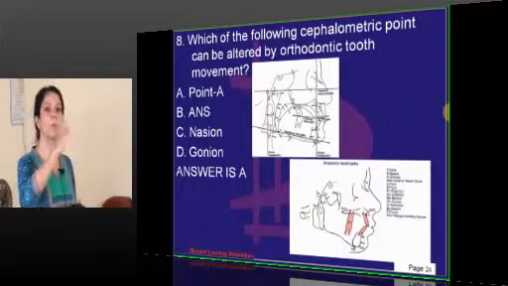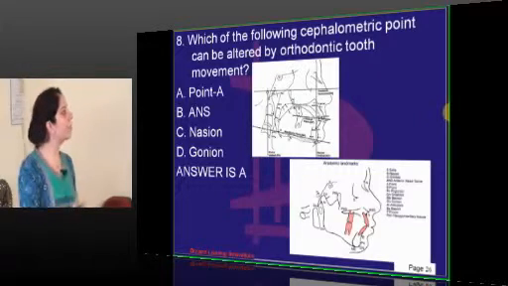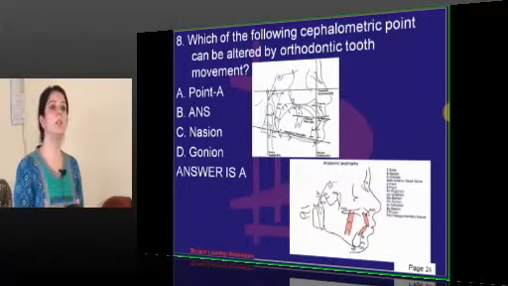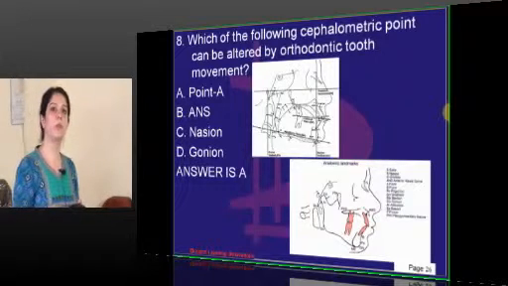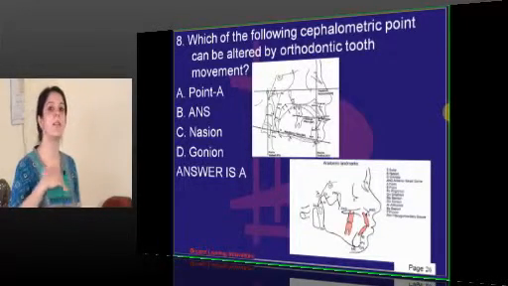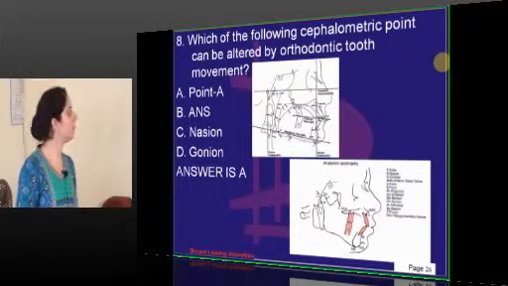So once the tooth moves, there is some amount of bone remodeling also happening. Therefore, this point A is dependent on the position of the central incisors. So after orthodontic tooth movement or orthodontic treatment is completed, point A usually changes.